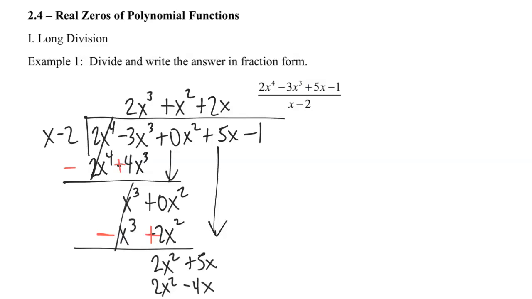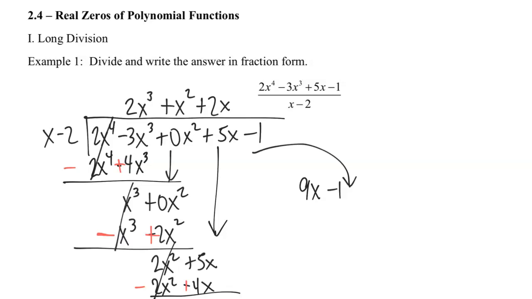And I'm running out of room, which is a little unfortunate, so I might just have to come over here and continue. But the next thing I would do is change the signs and then add. And so using my red here, I would change that to a minus, change that to a plus, and that's going to give me 9x whenever I combine those. 2x squared is going to cancel, and so I'm going to have 9x, and then I'm going to drop down the next thing, which is minus 1.